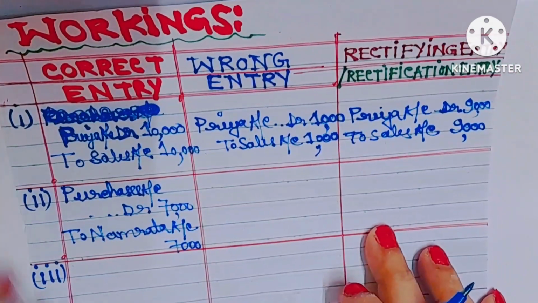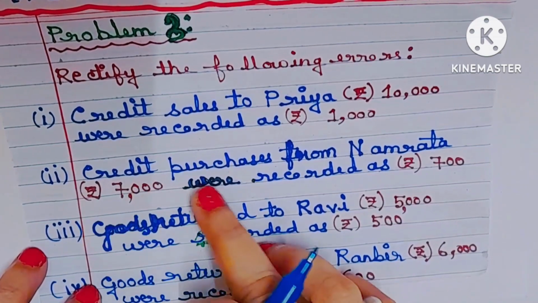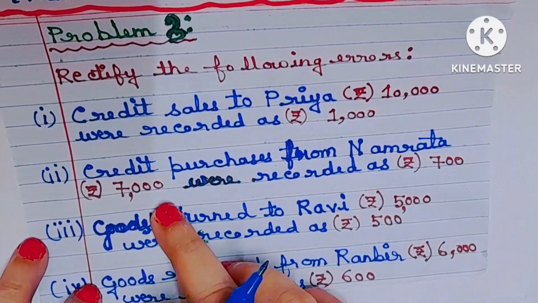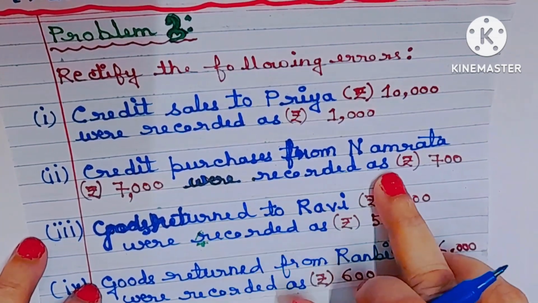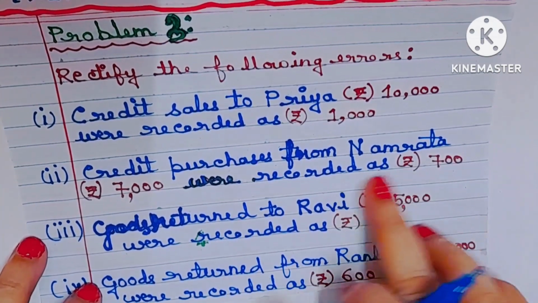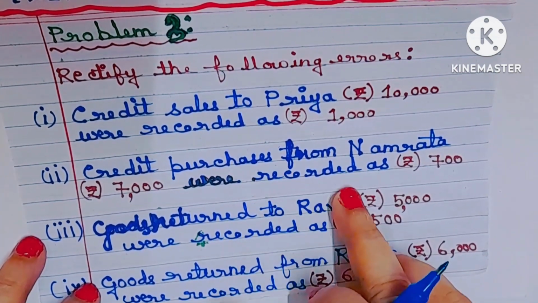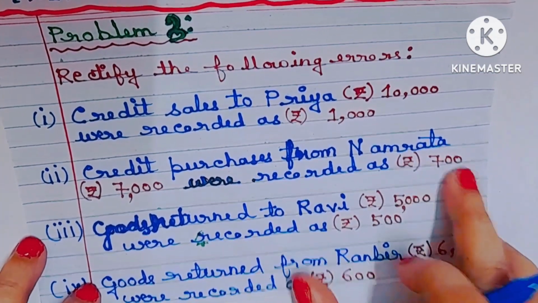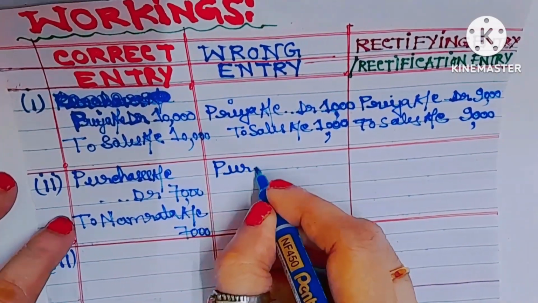So what is the wrong entry? Let me see the problem again. The wrong entry is number 2. Credit purchases from Namrata rupees 7,000. Till here, this is the correct part. Which is the wrong part? Were recorded as rupees 700. So the wrong journal entry will be purchases account debit to Namrata account 700. Okay? So let's write. Number 2. Purchases account debit.